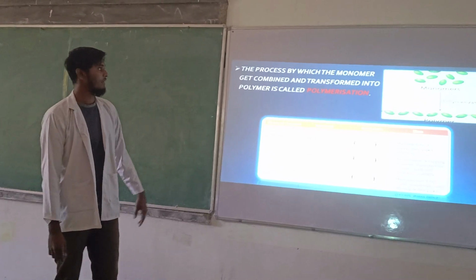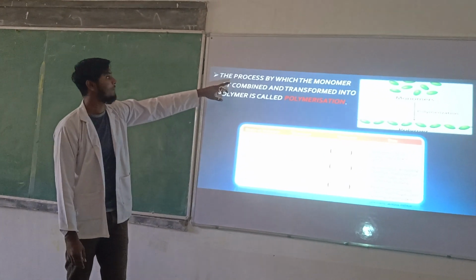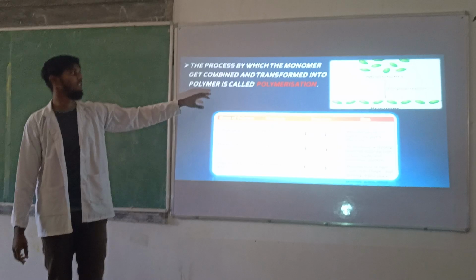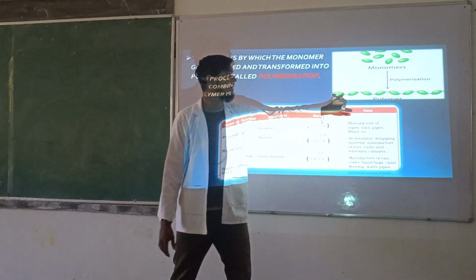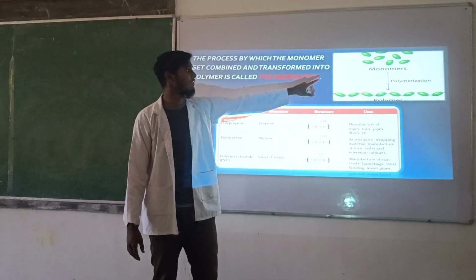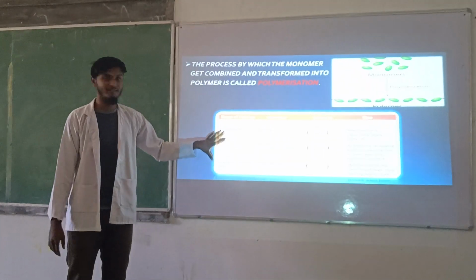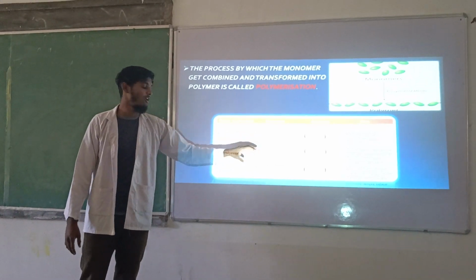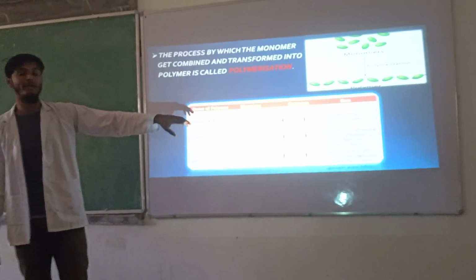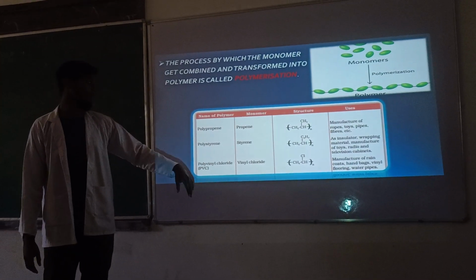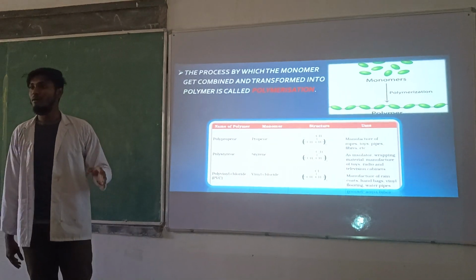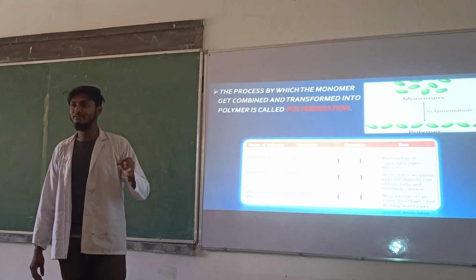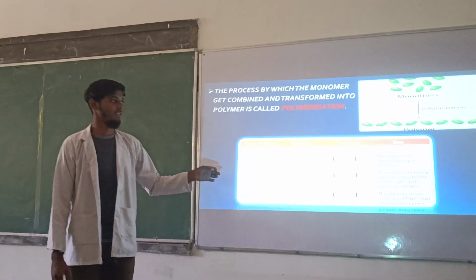Next. The process in which monomers get combined is called polymerization. Monomers combine together and form a linear chain-like structure called a polymer. I have taken some examples here. The monomer propene: when so many propenes combine together, they form polypropene. Toys and pipes are examples of polypropene. Vinyl chloride is also an example. When so many vinyl chlorides combine together, they form PVC, or polyvinyl chloride.